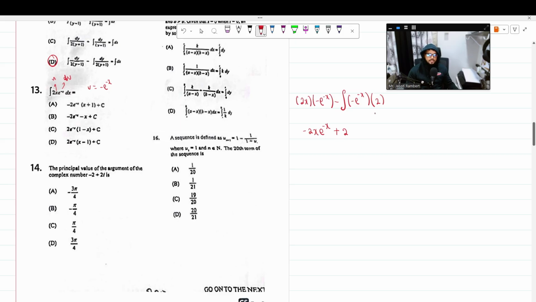Because when I integrate, I'll get a minus, so it'll be minus 2e to the minus x. I'll get minus 2 e to the minus x into x, minus 1, minus 2 e to the minus x, sorry, x plus 1, plus c. The answer is A.